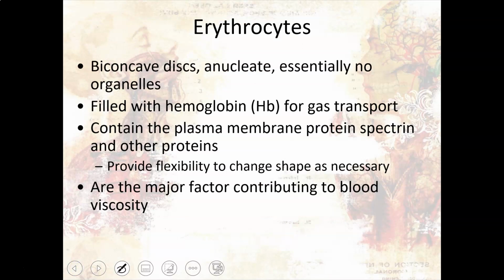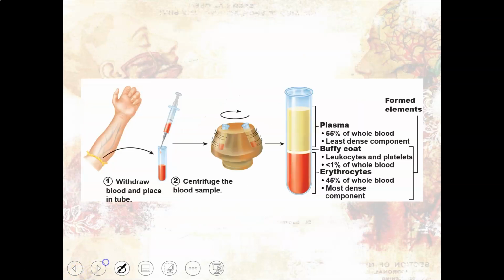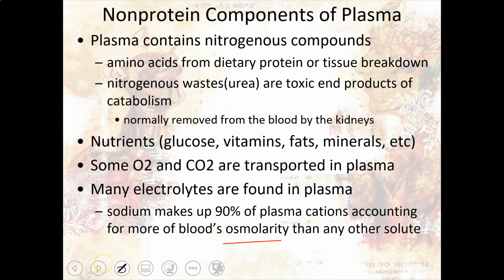Most of the cells in your blood are red blood cells. If we go back and look at that hematocrit, there's your red blood cells. 45% of blood, period, is made up of red blood cells. But nearly all the cells of the blood are red blood cells. Less than 1% of your blood is white cells and platelets.